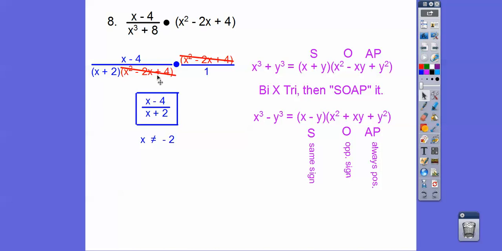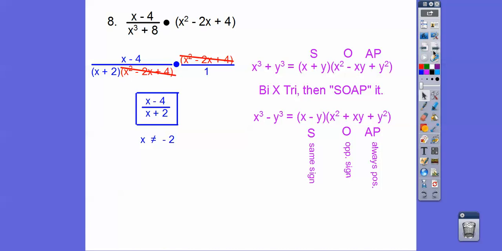Now this we can never make equal to 0. When you have a sum of cubes or difference of cubes, that trinomial part will never equal 0. It gives you the imaginary numbers. So we don't have to worry about those guys there. But anyways, we can't have x being -2 right there, because that would make that 0 right there.